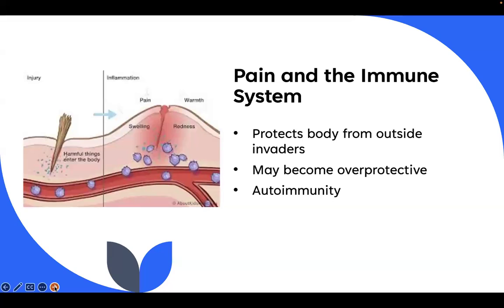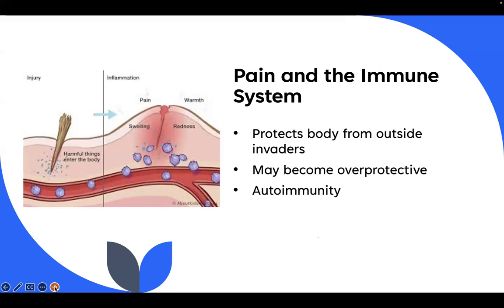As you can see in this picture, it's a sample of accidentally getting a thorn that's protruding through the skin. On the left side, you see the injury. On the right side, you see all the inflammation and swelling that's happening. In some cases, though, the immune system is overprotective, and inflammation can last longer than expected healing time. This overprotection can backfire and contribute to more and longer lasting pain.